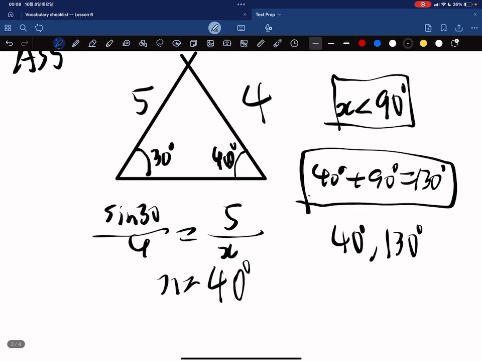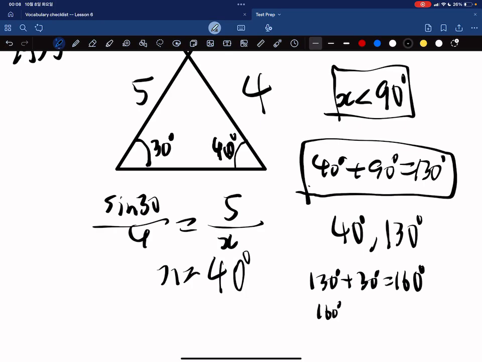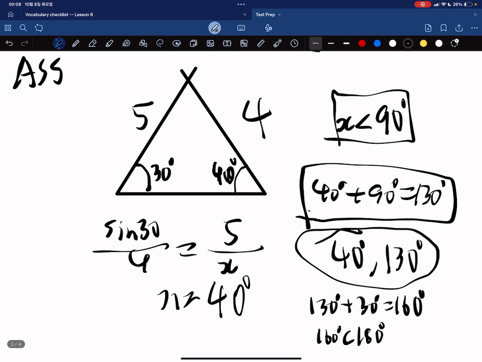Now we can see if we add 130 degrees plus 30 degrees, it equals 160. Now 160 is less than 180, obviously. Therefore, you can have two solutions, 40 degrees and 130 degrees.